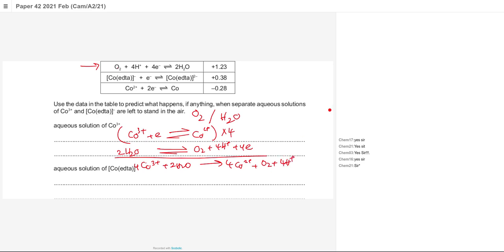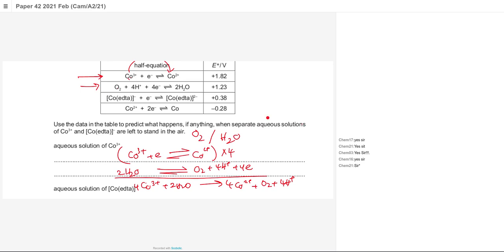If I am to write the overall E cell value, check whether it will take place or not. This is +1.82 and +1.23. E cell equals E cathode minus E anode. We know the reduction potentials.